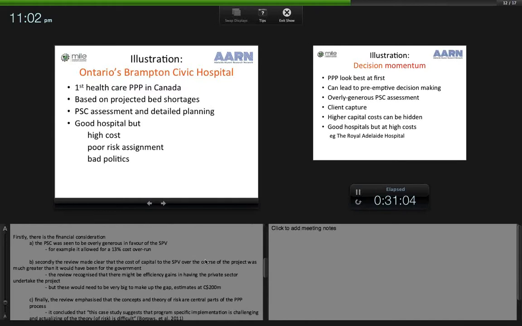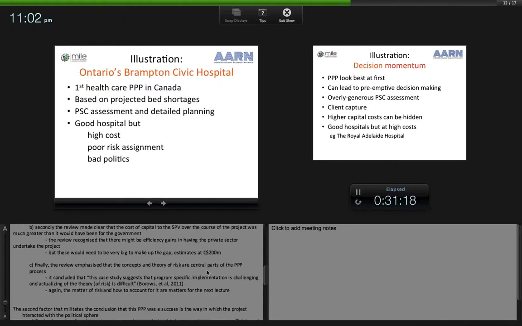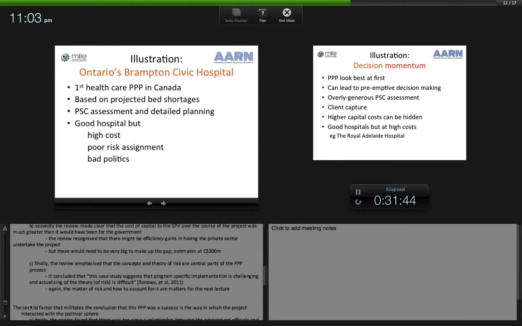The review recognised that there might be efficiency gains in having the private sector undertake the project, but these would need to be very big to make up the gap, estimated at 200 million Canadian dollars. Finally, the review emphasised that the concepts and theory of risk are central parts of the PPP process, but it concluded, and I quote, "This case study suggests that program-specific implementation is challenging and actualising the theory of risk is difficult," unquote. Again, that matter of risk and how to account for it are matters for the next lecture.